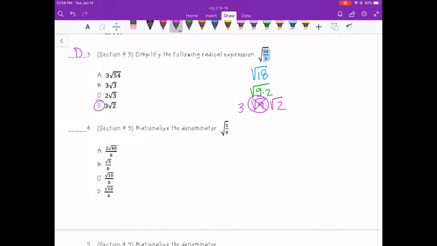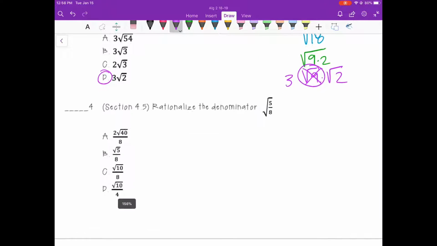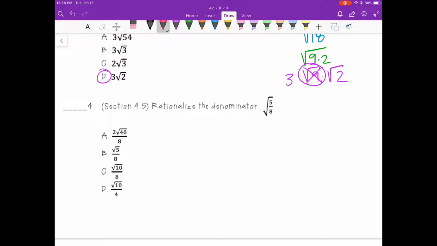In example 4, or problem 4, I guess, rationalize our denominator. Now, we have to use our quotient property, which says you can break that into the square root of the top divided by the square root of the bottom. Again, you can either recognize that radical 8 is going to have a perfect factor, or you can wait to do that until the end. I like to do it first. Radical 8 is going to become 2 radical 2. And then that radical 5 on top stays the same.